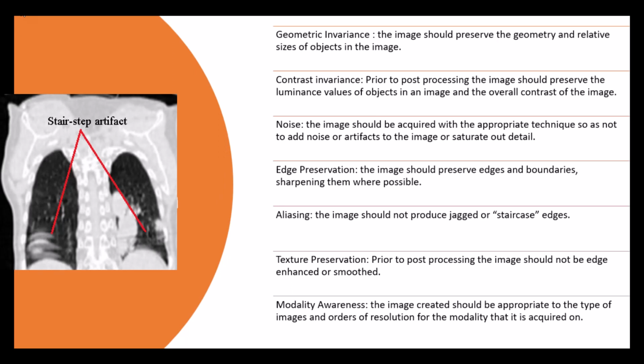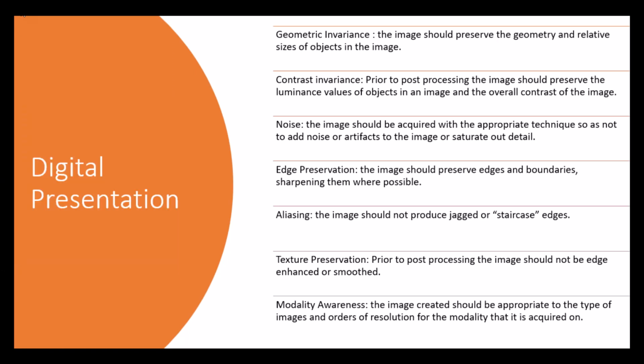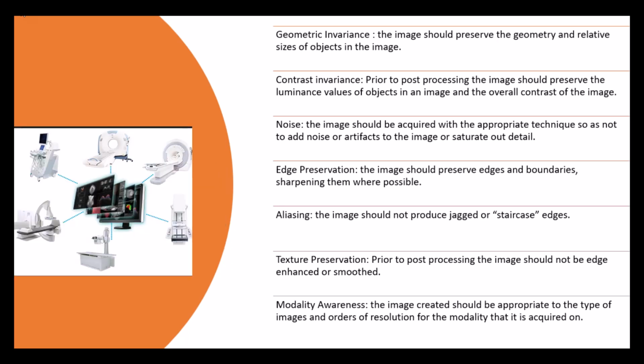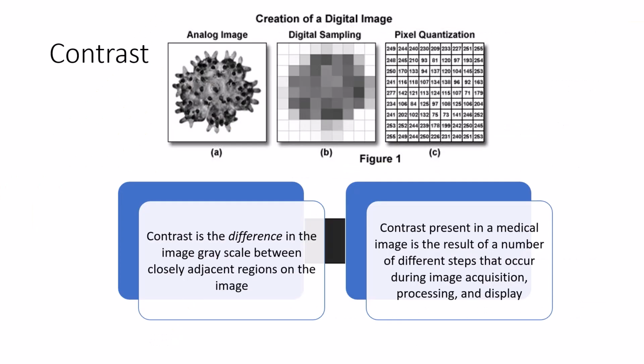Aliasing. That means that the image should not produce a jagged or stair-step edge. Texture presentation. What this means is you should not use a filter to smooth or enhance the image before you post-process it. And finally is modality awareness. The image created should be appropriate to the type of images and orders of resolution for that particular modality.